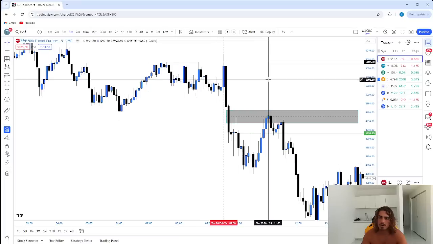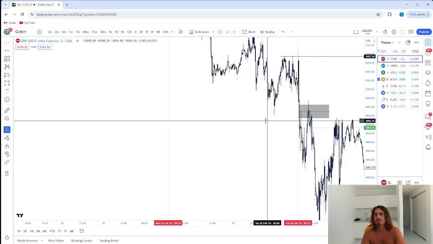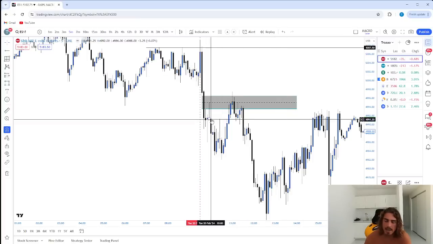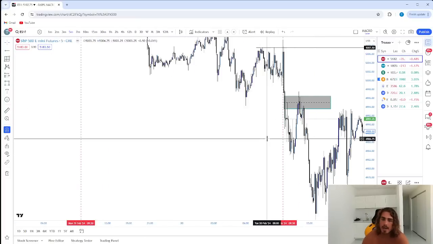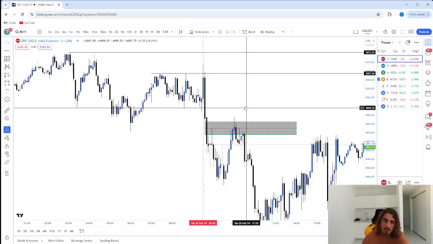And again, I'm going to show you guys how we can get better entries so we're not stuck in drawdown like this. But what do we see? Okay, price moves down for a little bit. Then we move up and fill this imbalance in a little bit more.